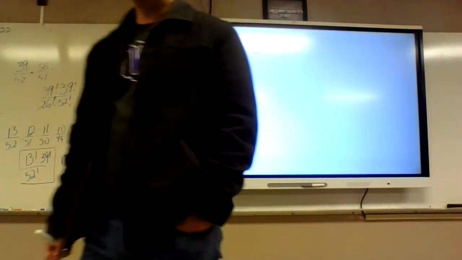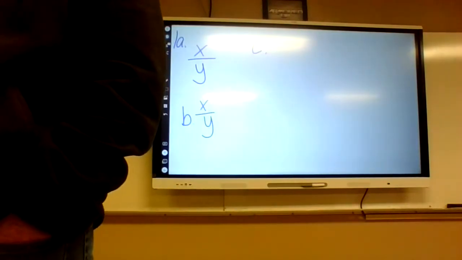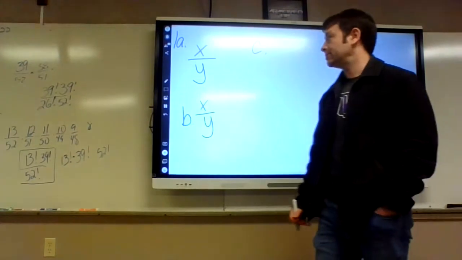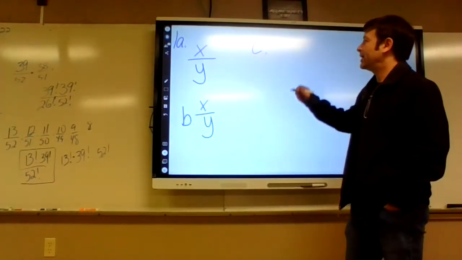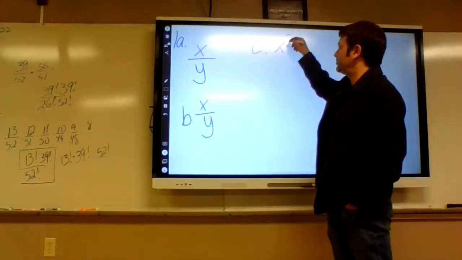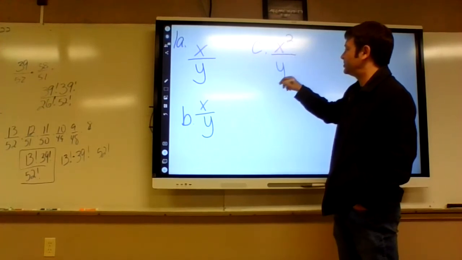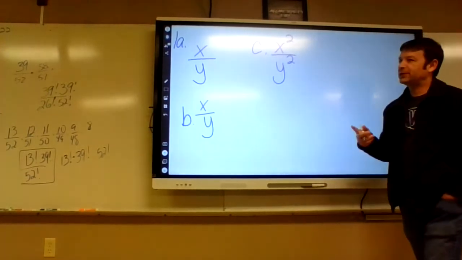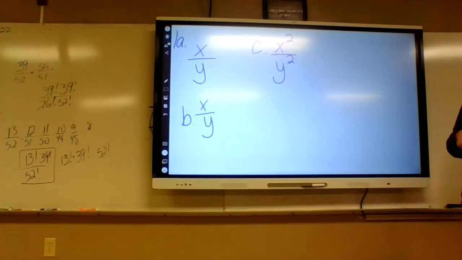C, what's the ratio of the area of the first triangle to the area of the second triangle? X squared to Y squared. When we're going up to areas, we're going into two dimensions. That's when you have to square the ratio.